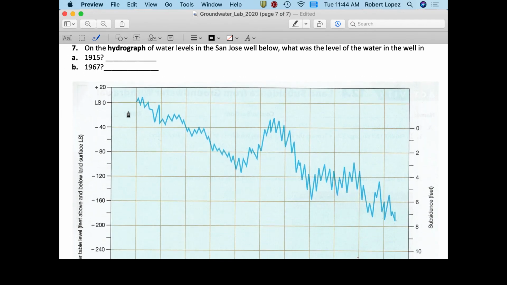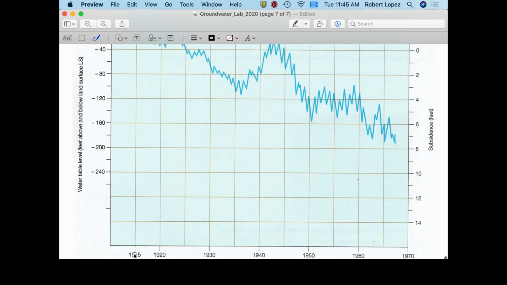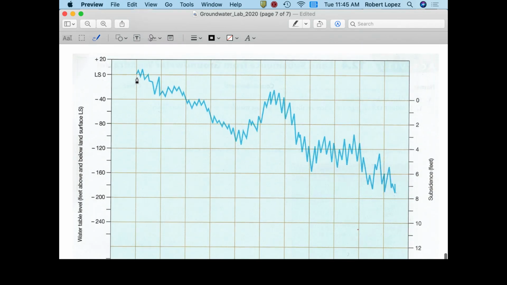The key thing about this one is this LS means the land surface. And then this is feet above land, and this is feet below land. And over here is the amount of subsidence over time. What was the level of water in the well, the San Jose well, in 1915? So you can see 1915 is this number here. And you can see that the water level was in the positive range. Maybe, if that's 10 feet, maybe it's about 2 feet. And here toward the end of 1915, it got maybe up to 5 feet, 10 feet. So 2 to 10 feet, I would say. 2 to 10 feet would be there.